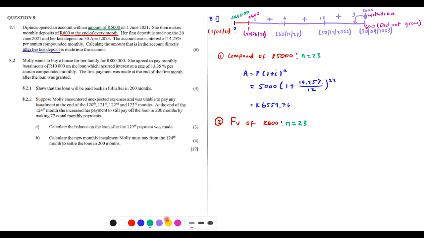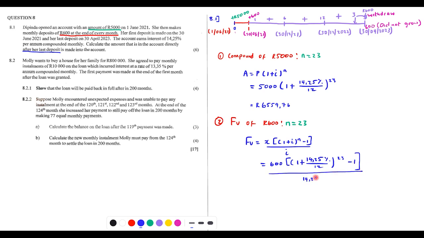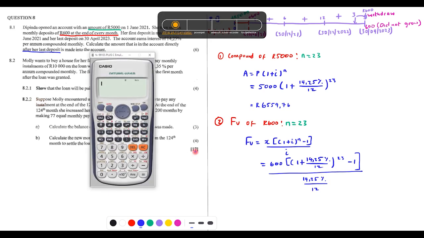Then the future value for that will be FV is going to be x into 1 plus i to the n minus 1 over i, and then you're going to press this in your calculator. 600 into 1 plus 14.25% over 12 into 23 minus 1 over 14.25% over 12. All right, let's see that in the calculator.